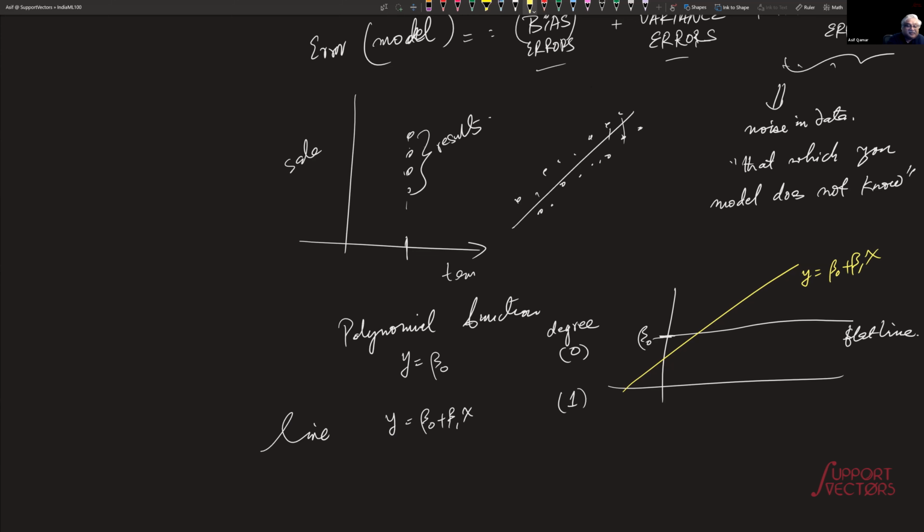Now you can go on making it more complicated. Beta naught plus beta 1 x plus beta 2 x squared, and this is of degree 2, and this will look approximately something like this. Degree 2. And then suppose you go to degree 5.